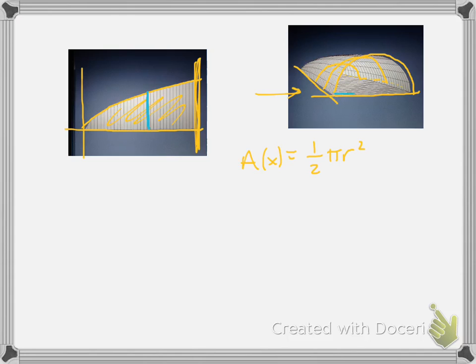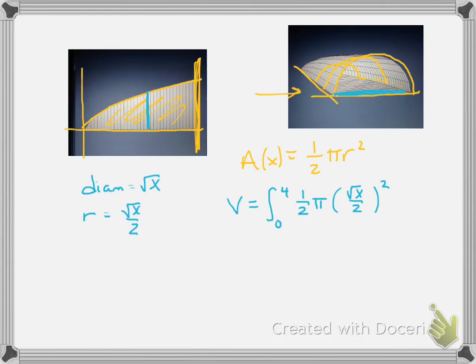Let's look over here. Same thing. See how it just spans the semicircle? So the diameter this time is really the square root of x. So the radius, which is really what we need to find the area, would be the square root of x over 2. So how does that translate to my volume equation? Well, the volume would be the sum from 0 to 4 of the area of a semicircle, 1/2 pi, and in this case, radical x over 2 squared.